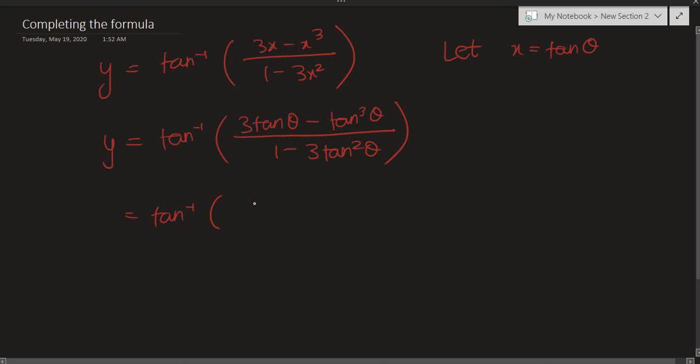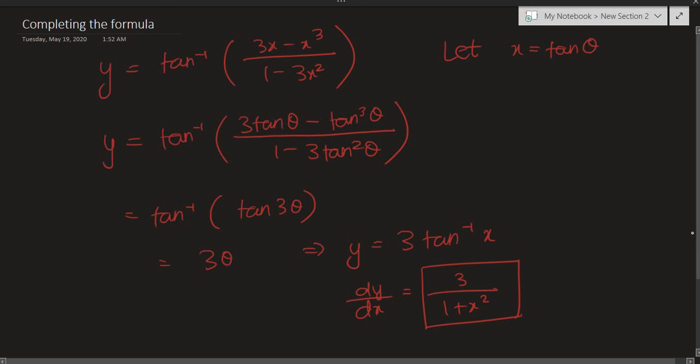triple angle formula for tan. So we end up with tan of 3 theta, the inverse tangent and the tan are going to cancel out to give us 3 times theta. Theta is tan inverse of x. So y is equal to 3 times inverse tangent of x. So now differentiating with respect to x gives us 3 divided by 1 plus x squared.